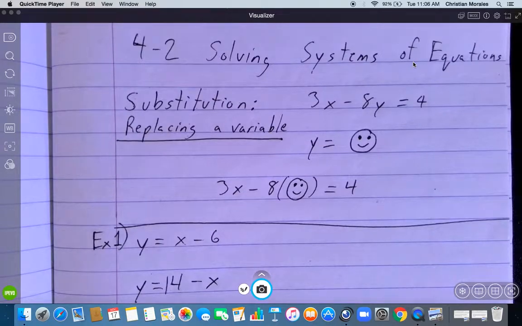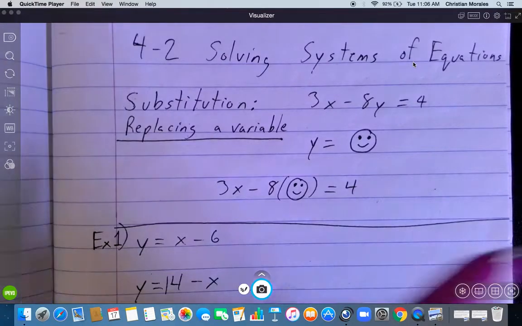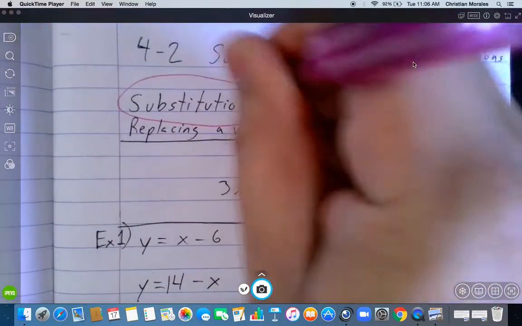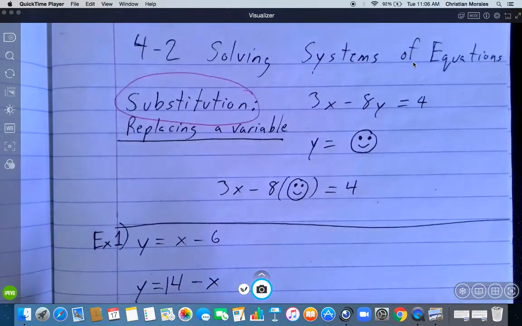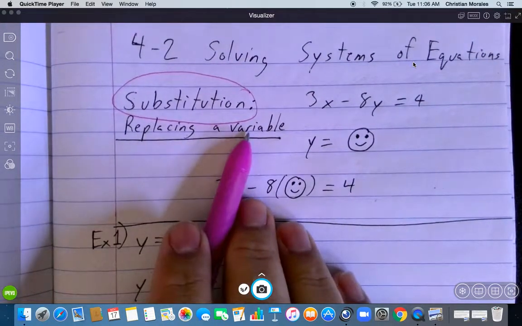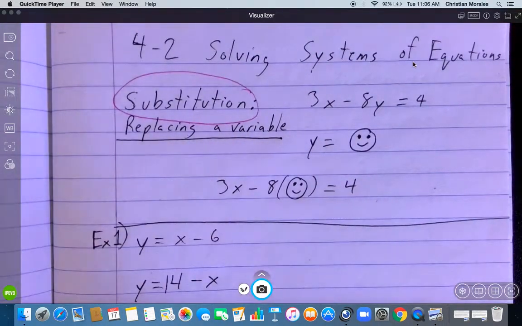Okay guys, so 4-2, solving systems of equations. Now we were solving systems in 4-1 by graphing them. This time we're going to use algebra. More specifically, we're going to use this thing called substitution. So what is substitution? Substitution is replacing a variable with something else, something that it is equal to.